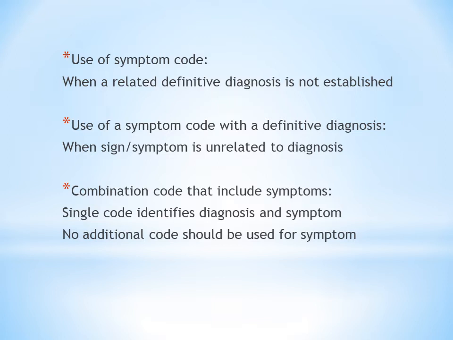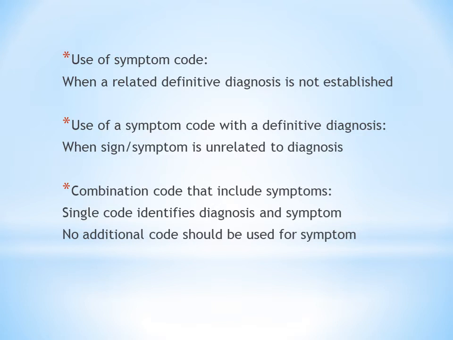Next one is combination code that includes symptoms. So what is a combination code? Combination codes means codes for which a single code represents two conditions. It can be either a diagnosis and a complication, or two diagnoses, or a diagnosis and a symptom. So here it is talking about a diagnosis and a symptom. In that case, no additional code is needed for the symptom.